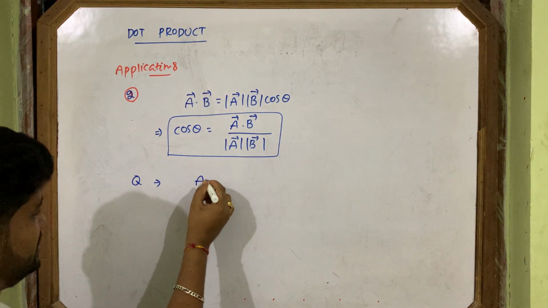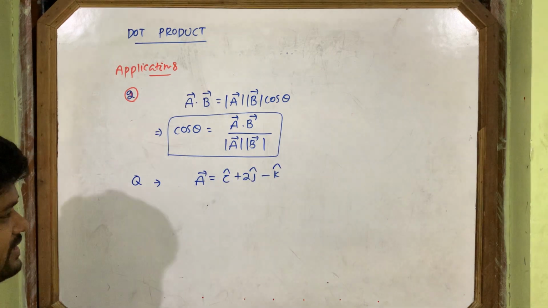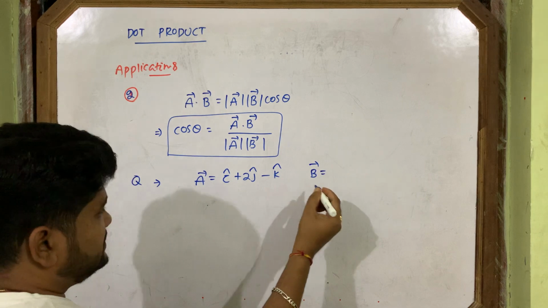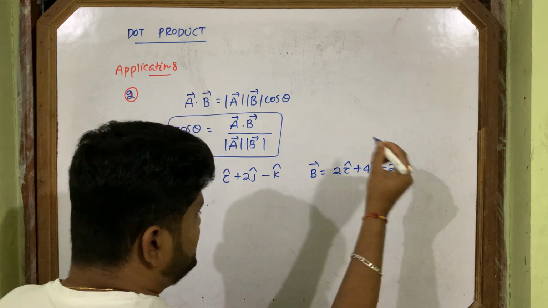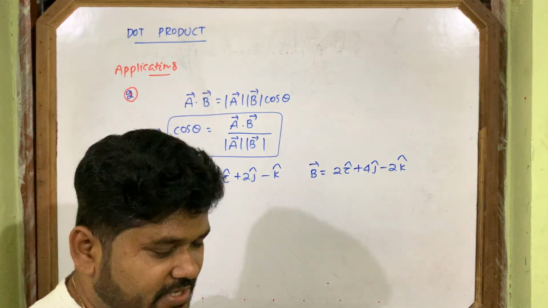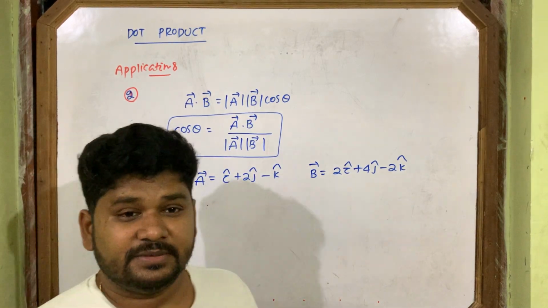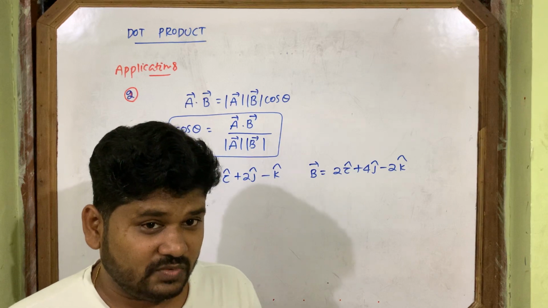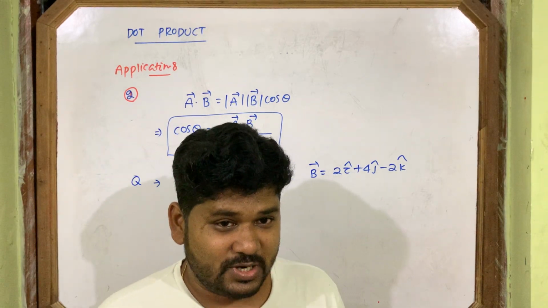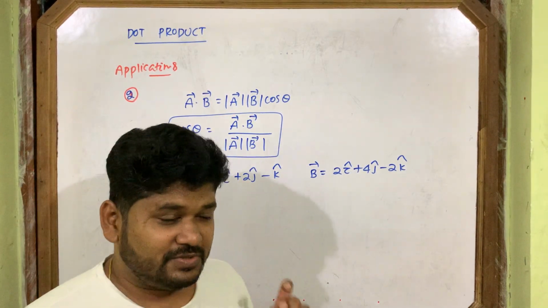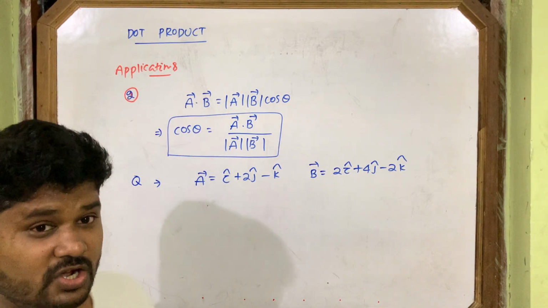So this is the question. A vector is i cap plus 2j cap minus k cap, b vector is 2i cap plus 4j cap minus 2k cap. The question is, find the angle between a vector and b vector. Pause the video here now. Now I will tell you the answer. I hope you have already solved it. Now you play the video and see what I am doing and check whether you have done it correct or wrong.